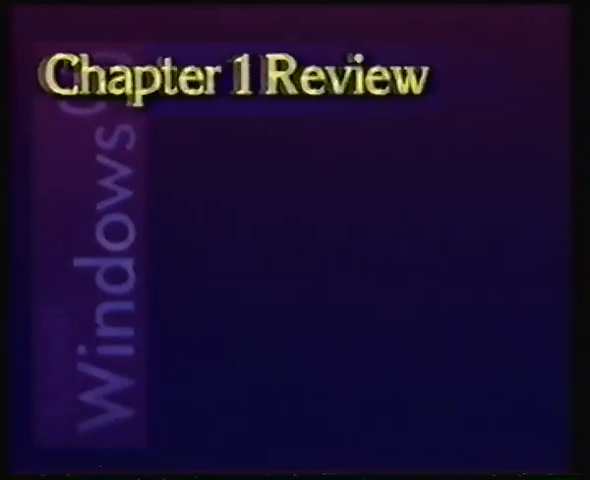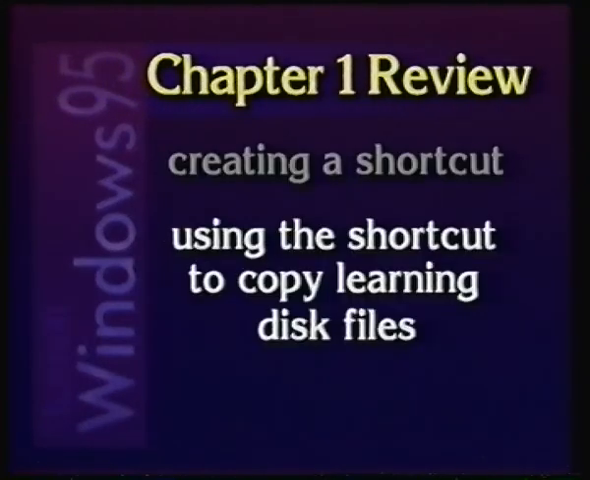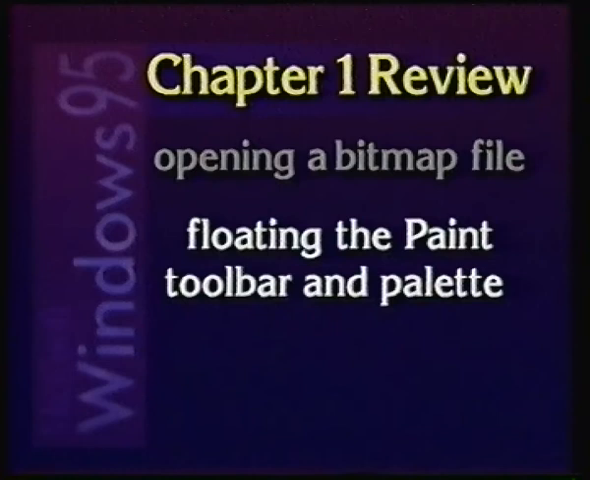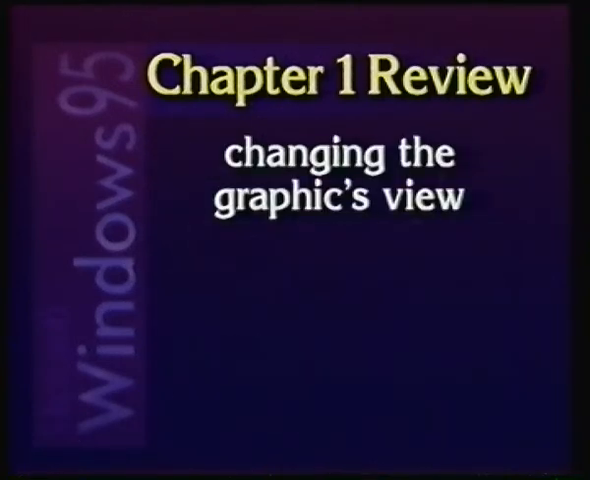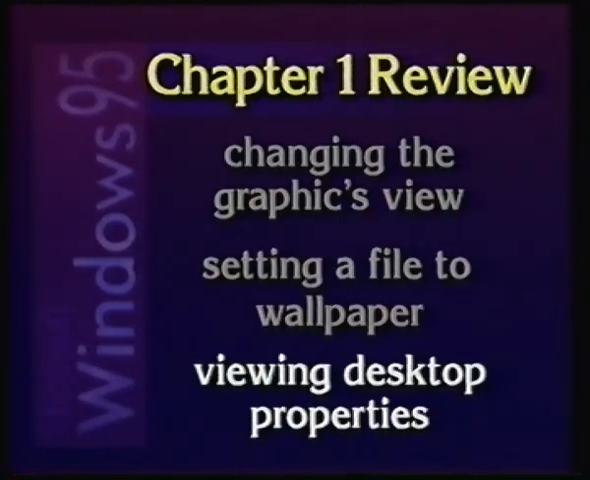Let's review what we've covered in this chapter. We created a shortcut to the File Manager. We used it to install our Learning Disk files. We renamed a shortcut. We opened a bitmap file in Paint, and we floated the Paint toolbar and palette, then docked them. We changed our graphics views. We set our file as desktop wallpaper, and finally we viewed our desktop's properties.